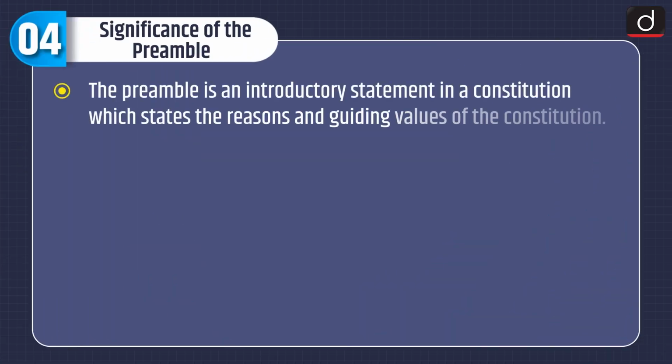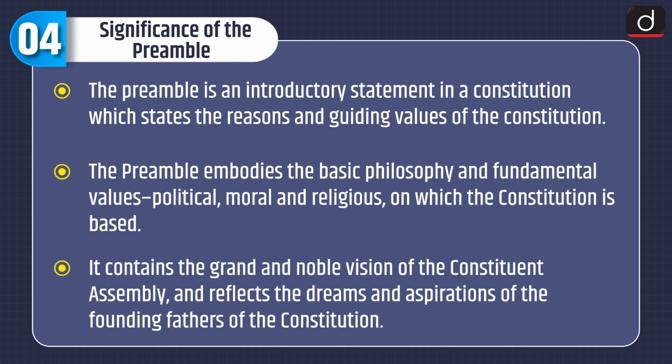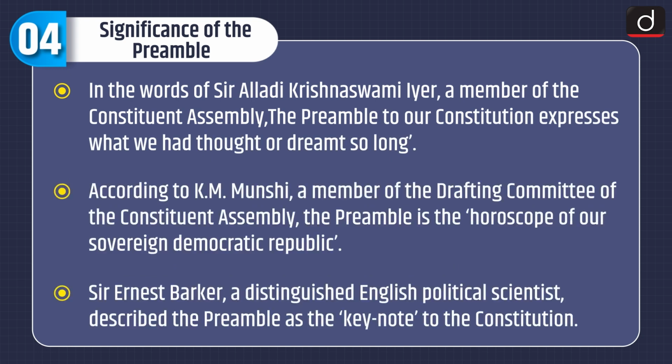Now let's discuss the significance of the Preamble. The Preamble is an introductory statement in a constitution which states the reasons and guiding values of the Constitution. The Preamble embodies the basic philosophy and fundamental values, political, moral and religious, on which the Constitution is based. It contains the grand and noble vision of the Constituent Assembly and reflects the dreams and aspirations of the founding fathers of the Constitution. In the words of Sir Alladi Krishnaswamy Iyer, a member of the Constituent Assembly, the Preamble to our Constitution expresses what we had thought or dreamt so long.